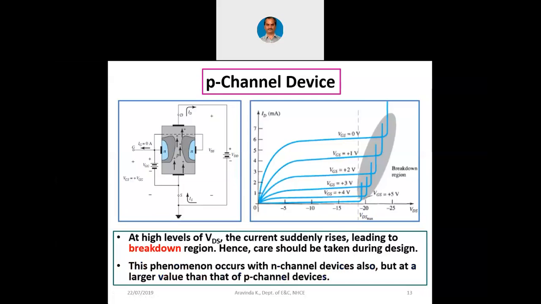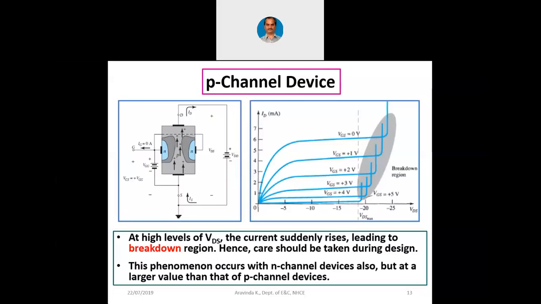Now, this phenomenon occurs with the N-channel devices also, but at a larger value than that of P-channel devices. Breakdown occurs with the N-channel devices also, but that will occur at a larger voltage than a P-channel device. Why? The reason is there is something called mobility of electrons and mobility of holes. Mobility of holes is nearly 2 times lesser than the mobility of electrons. I don't know whether you have studied this in physics or not, there is something called mu n and something called mu p. Mu n is mobility of electrons, mu p is mobility of holes. Always the mobility of holes is lesser than the mobility of electrons.